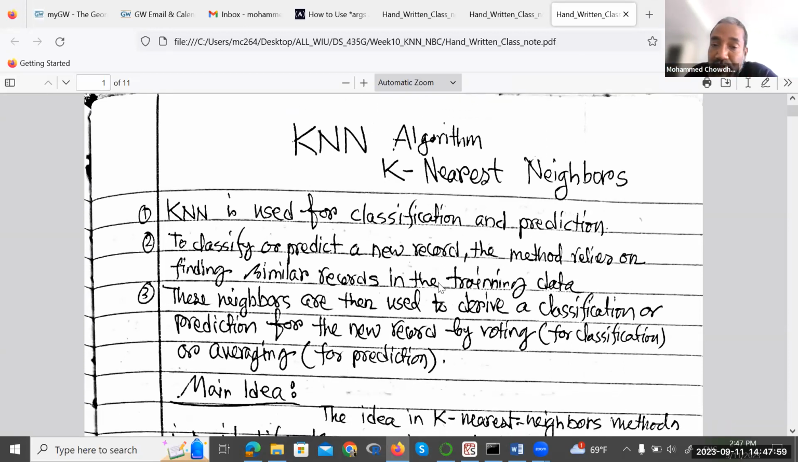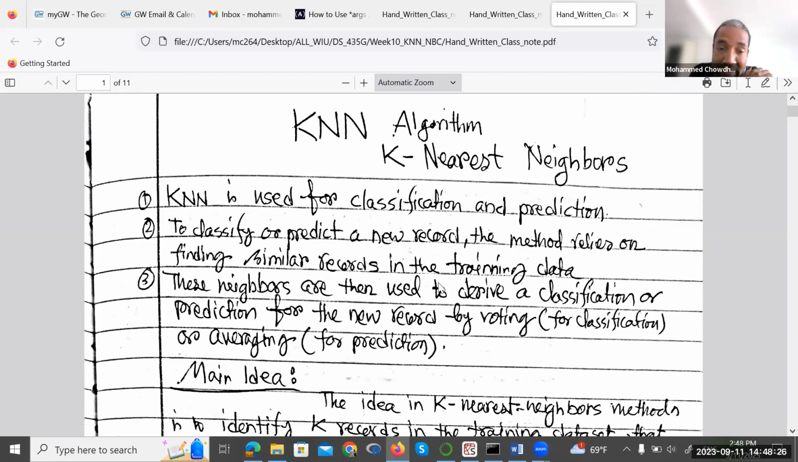So KNN is used for classification and prediction purposes. To classify or predict a new record, the method relies on finding similar records in the training data. How many records are found that are similar? These neighbors are then used to derive a classification or prediction for a new record by voting, or it could be averaging.